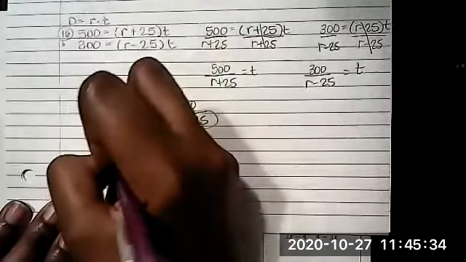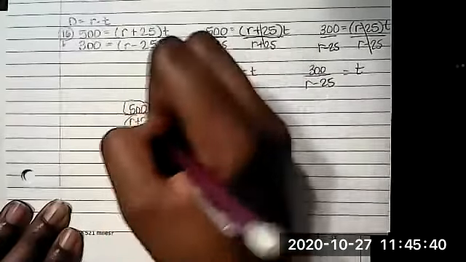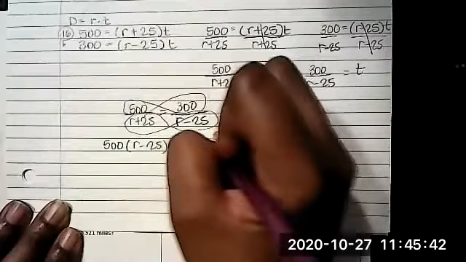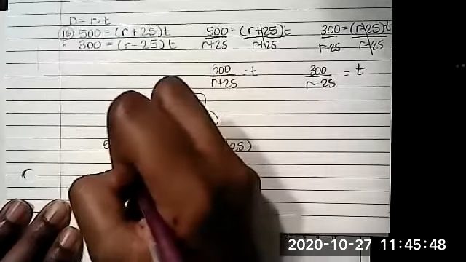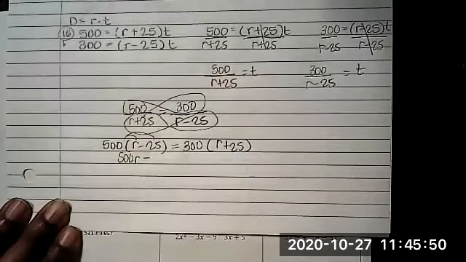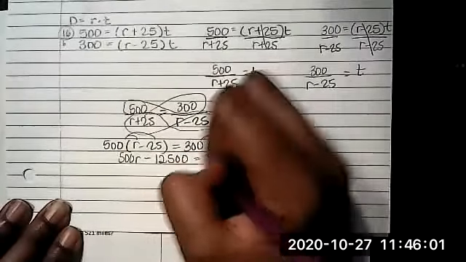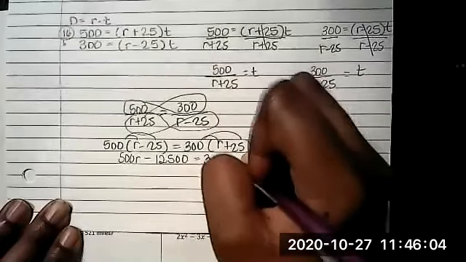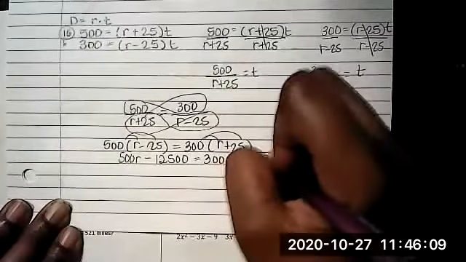Okay. Cross multiply. So this becomes 500 times r minus 25 equals 300 times r plus 25. Go ahead and distribute. 500r minus, I'll have to put that in my calculator, 500 times 25. It looks like 12,500. Yep. Equals 300r plus 300 times 25 is 7,500.